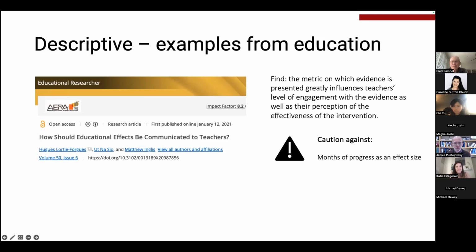Our problem, though, is that we're not convinced that practitioners really care about the details of the meta-analysis. They're not concerned about heterogeneity or weight. They want to say, does this work for my kids? Does it work for my school? Does it work for the population I have?